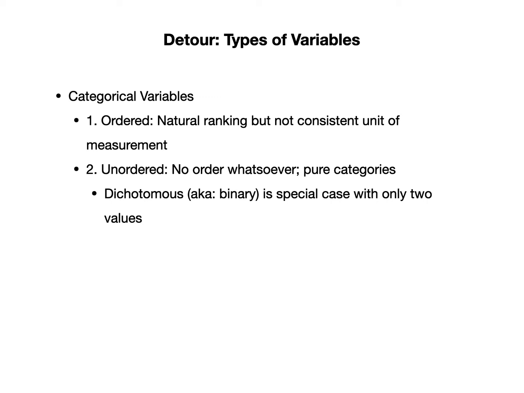Unordered categorical variables are pure categories where there's no order whatsoever. So things like gender, major at school, race, those sorts of things are going to be pure categories, and there can be lots of levels of those categories. There can be lots of distinctions. Sometimes there can just be 2, and so a dichotomous unordered variable is just a special case of the categorical unordered variable where there's only 2 values. So if you have treatment condition where there's treatment versus control, that would be a binary dichotomous unordered variable.